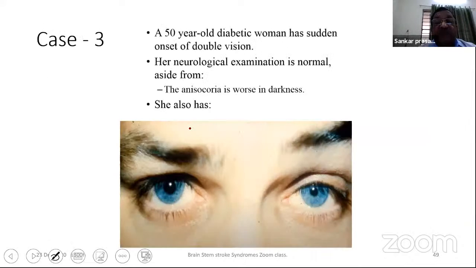Case 3. A 50-year-old diabetic woman has sudden onset of double vision. Now, her neurological examination is normal aside from anisocoria, which is worse in darkness. So, anisocoria is this one. That means the pupil is dilated, which is worse in the dark. So, is it a parasympathetic involvement? Now, when she is asked to look straight, you see there is some misalignment in the vertical direction, and vertically the eyes are not aligned.